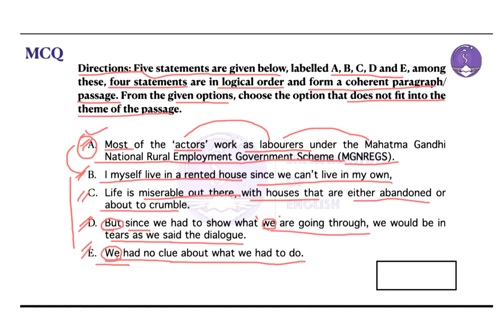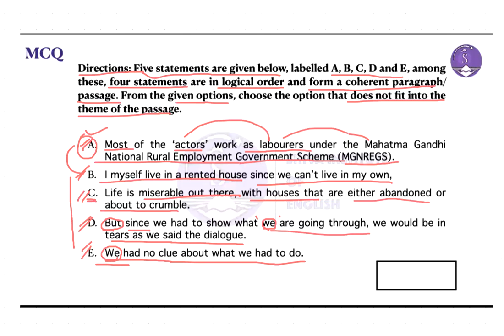Because they do have a kind of condition, isn't it? So if you look into option C, it could be the beginning of it. Why? Because it makes a kind of generic statement: life is miserable out there, with houses that are either abandoned or about to crumble. So in that case, we consider options E and C. Out of these two, one could be the beginning sentence.